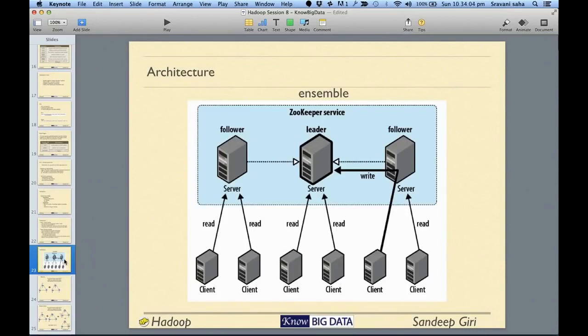A few things you should note: in case one machine out of these three machines goes down, 2 out of 3 machines are available, which is more than 50%, and hence this system will keep running. In case another follower goes down, imagine this particular one went down.